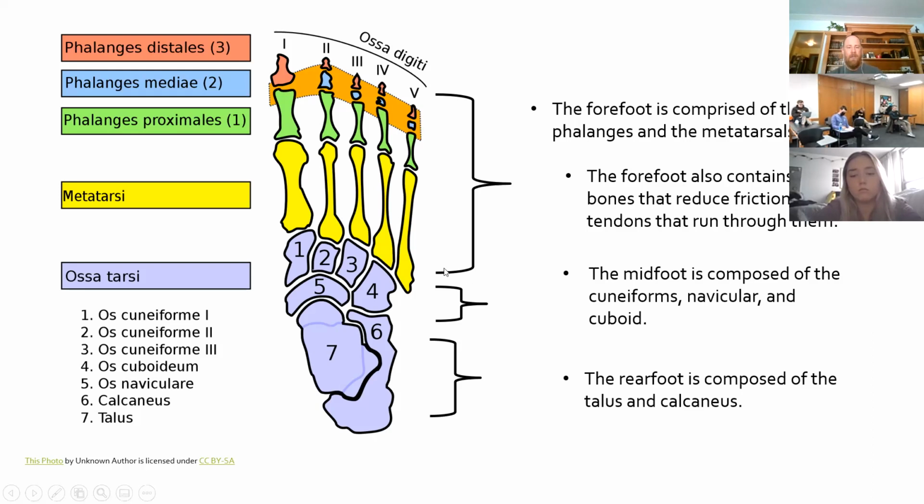Now, the midfoot is composed of our cuneiforms, first cuneiform, second cuneiform, third cuneiform. Directly behind the cuneiforms is the navicular. And then on the lateral side is the cuboid. So first cuneiform, second cuneiform, third cuneiform, cuboid, navicular. And then we have our talus, number 7, and our calcaneus.